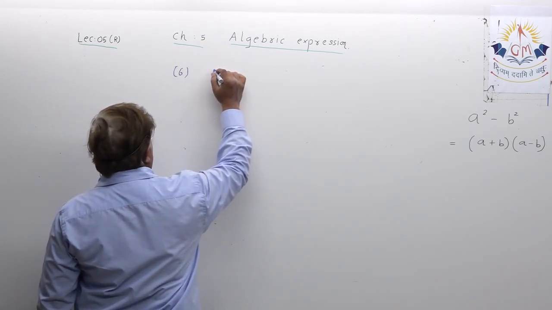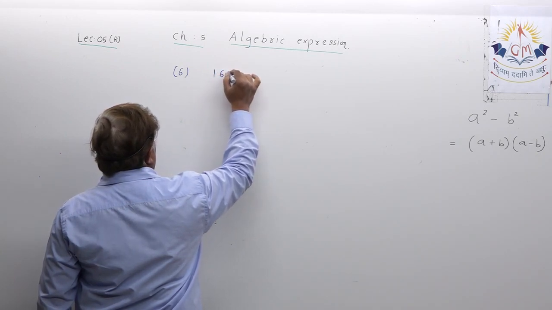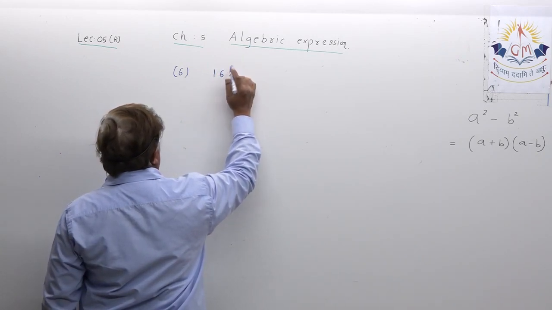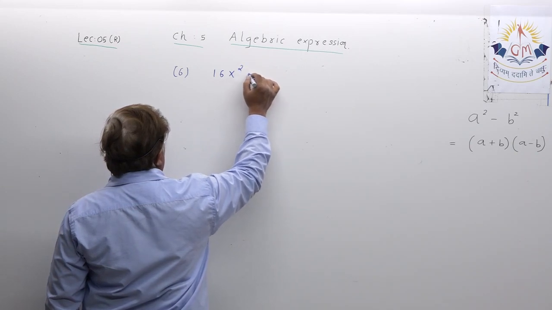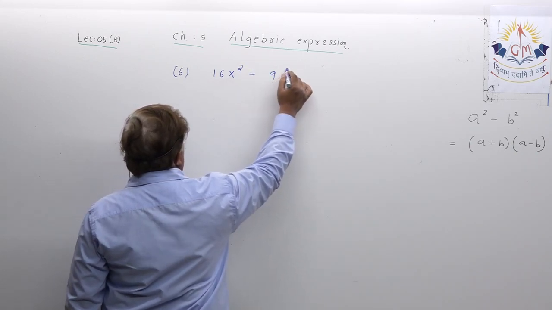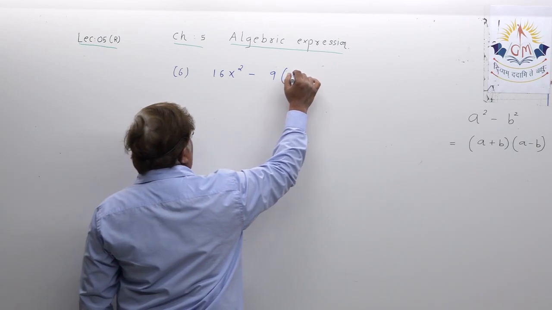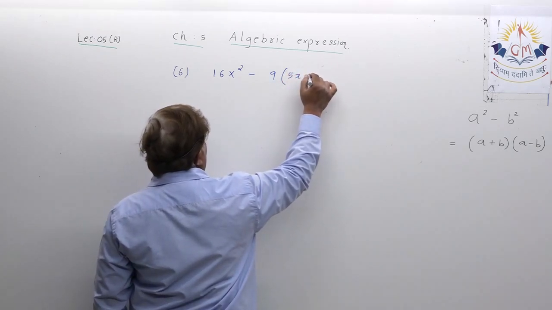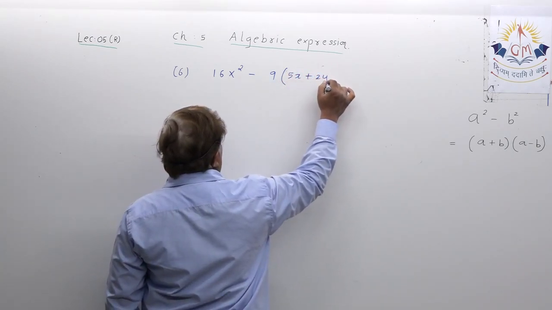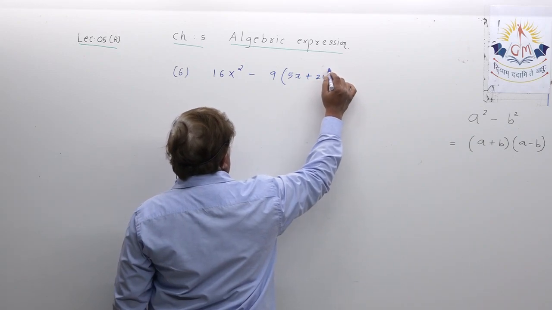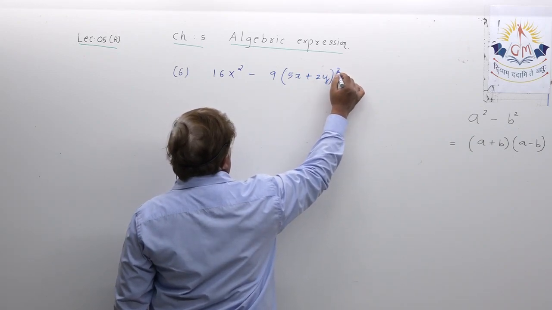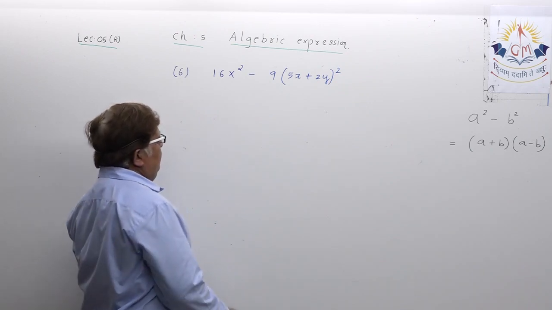This is like this: 16x square minus 9 (5x plus 2y), okay, whole square. Just try this, dear student.